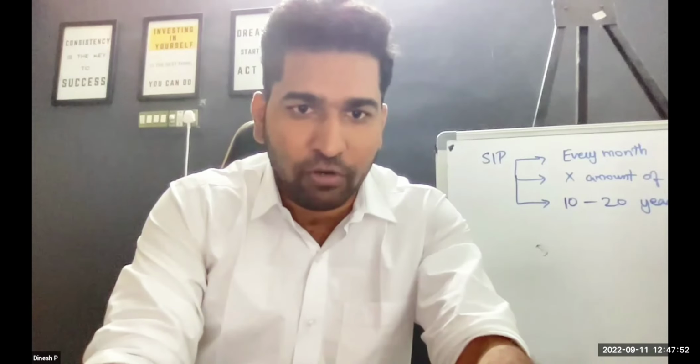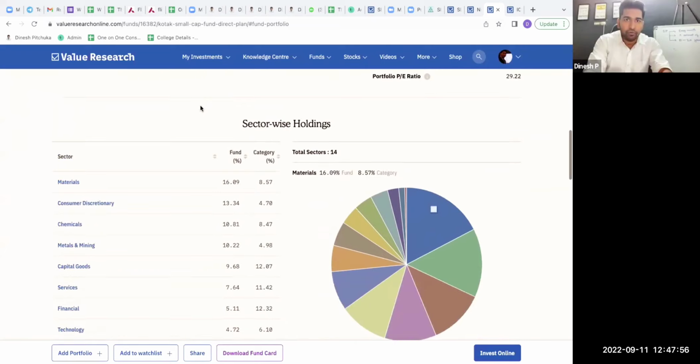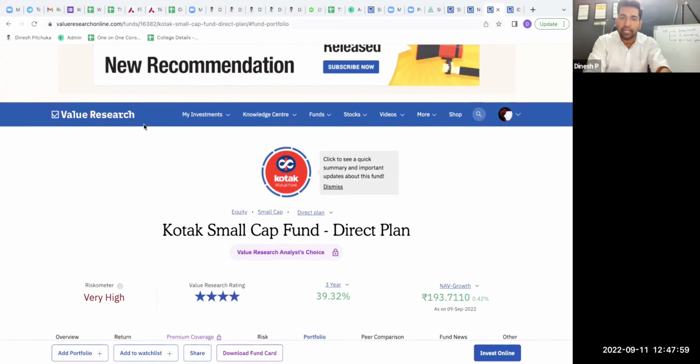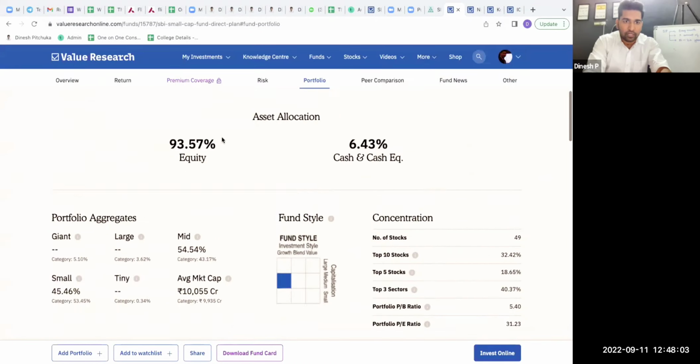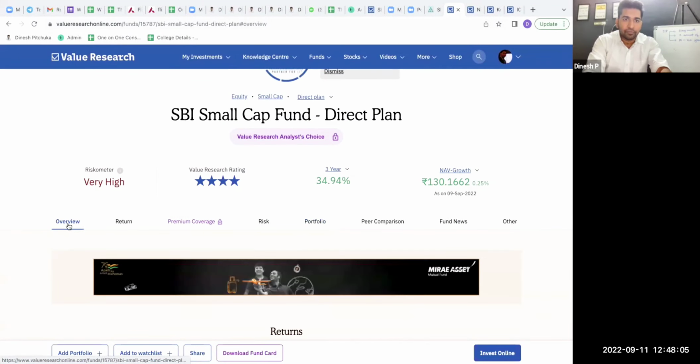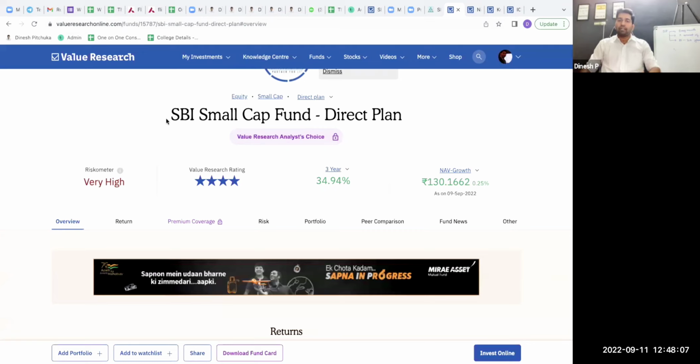Let me revise all the things once more. Okay, so Value Research Online. I'll be sending you the link after this meeting is over. Let's look at the first one: SBI Small Cap Fund, direct plan. Direct or indirect, prefer the direct plan.